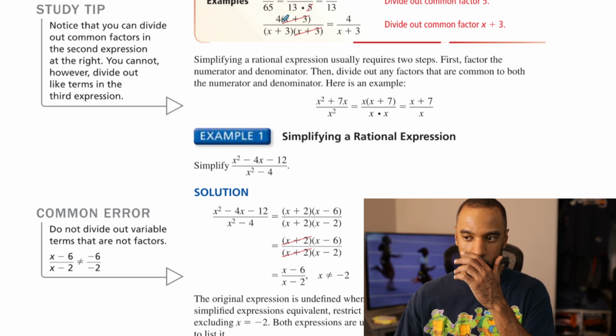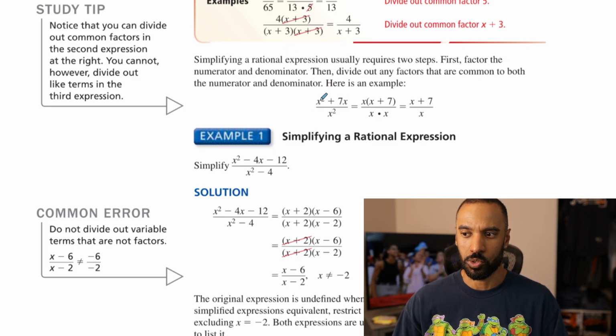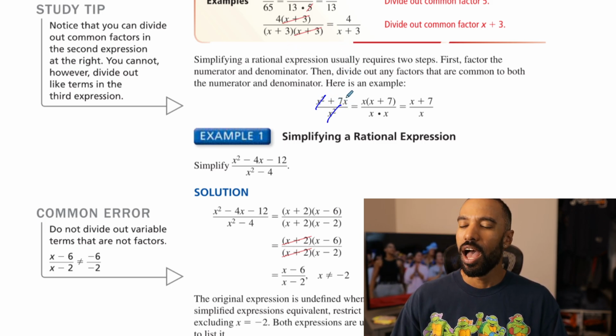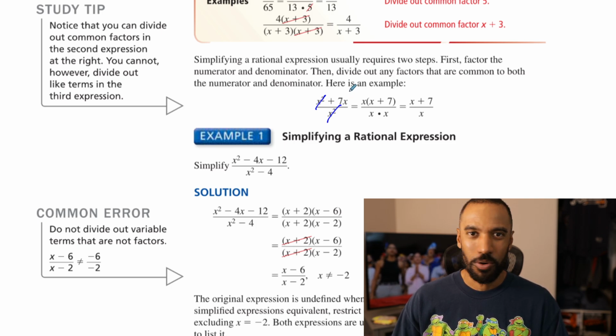Case in point, we have this scenario right here, x squared plus 7x over x squared. Can I cancel out these x squareds? No. No, you cannot.